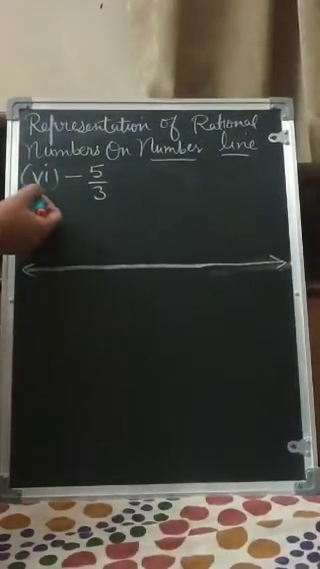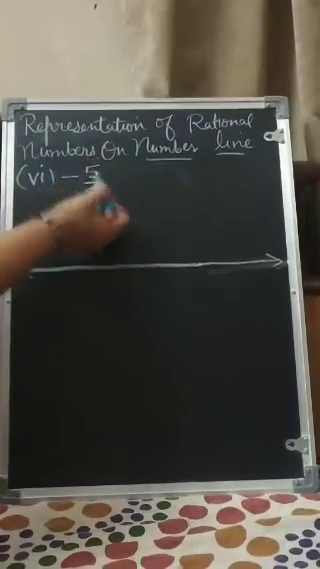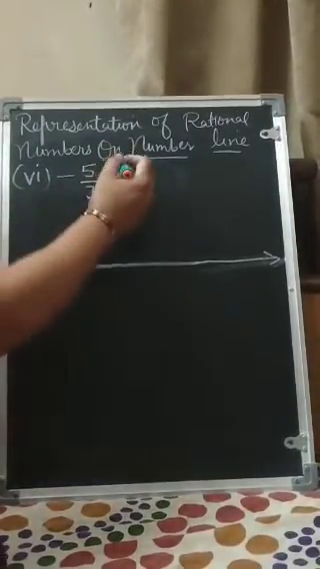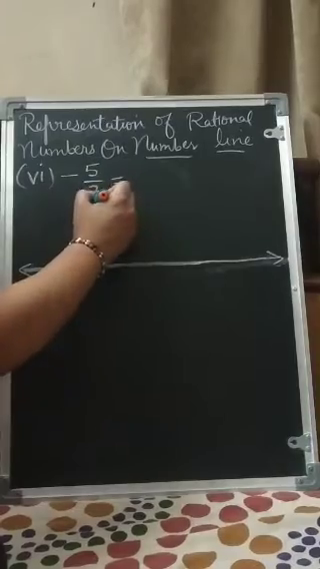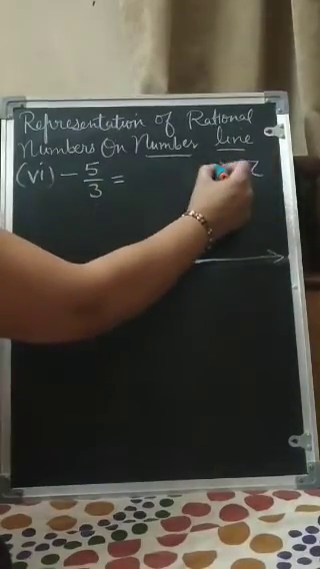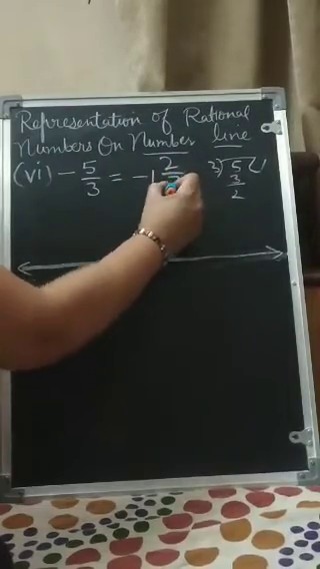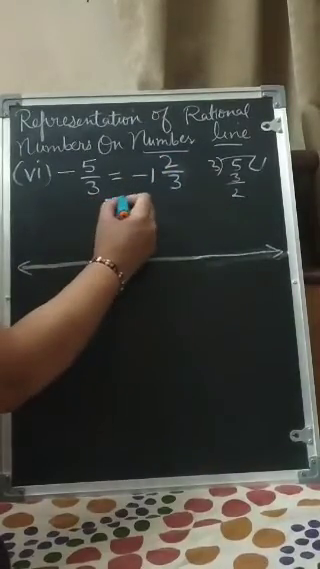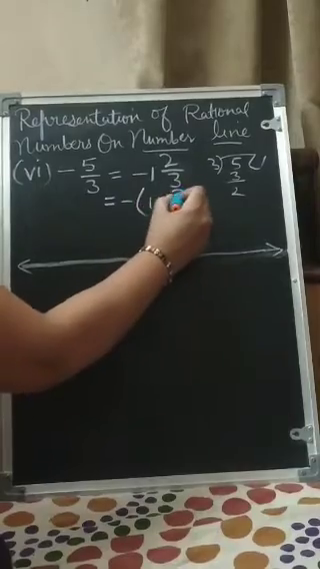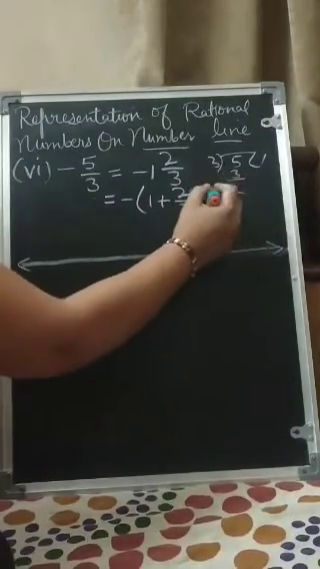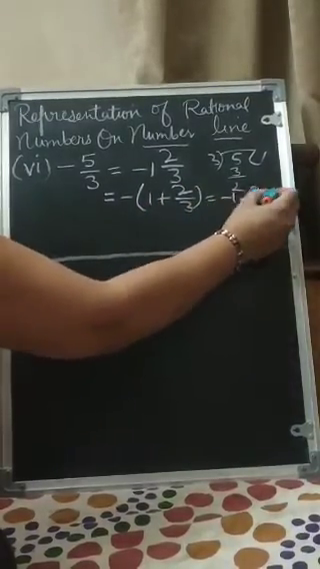Now you can see our sixth part. This is -5/3, a negative rational number. First of all, you change it into a mixed fraction. What will come? -1 2/3. Now solve it. It will come 1 plus 2/3, or -1 minus 2/3.